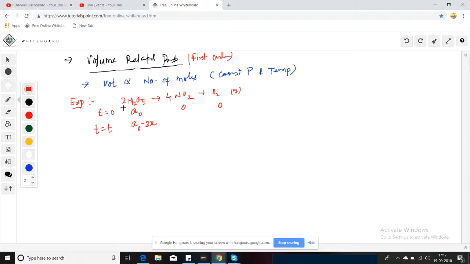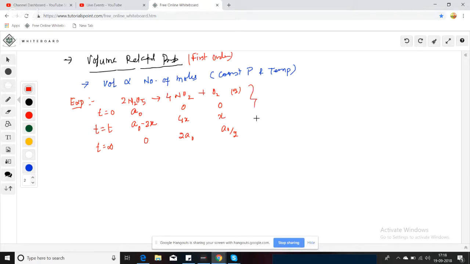Whatever the coefficient you have here, you take that here, it will be easy. See, 2x here, so here it becomes 4x, and here it becomes x. Otherwise, if you take x, it becomes 2x and x by 2. To avoid that x by 2 expression, we are taking 2x over here. You'll get the same answer there also. On long standing, when t is equal to infinity, this becomes 0, then 2 A naught, and A naught by 2.